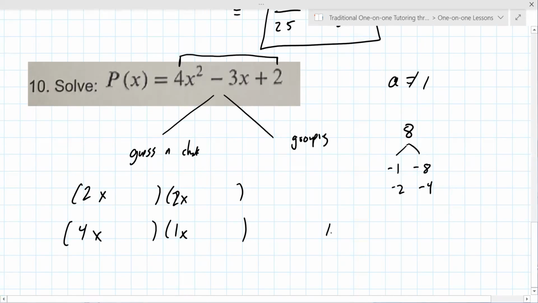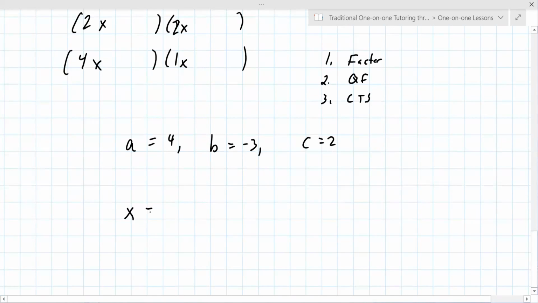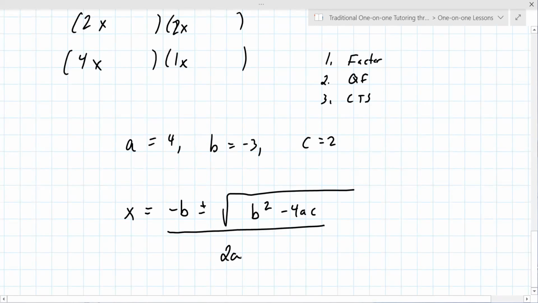So our preference here is factor, and then quadratic formula, maybe completing the square. So we do have to use quadratic formula. So a equals 4, b equals -3, and c equals 2. Thank goodness the numbers aren't too large. So it's minus b plus or minus the square root, b squared minus 4ac all over 2a.